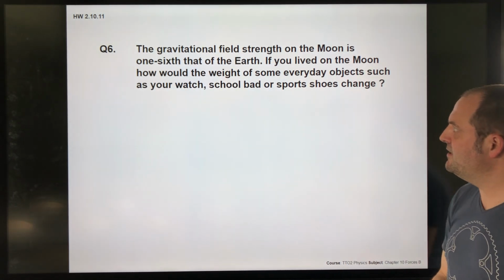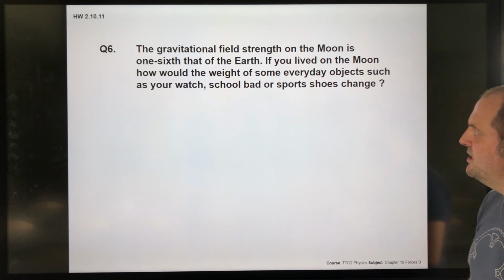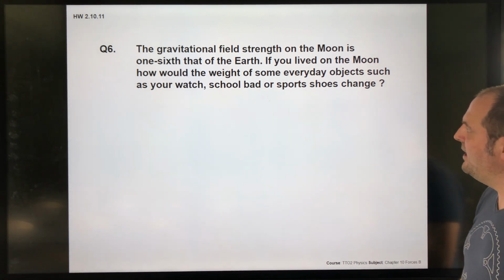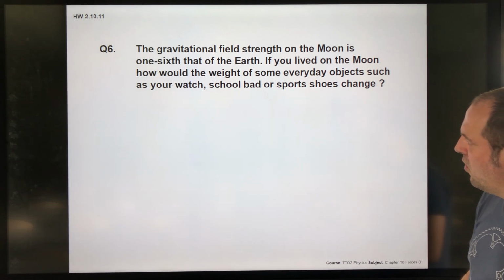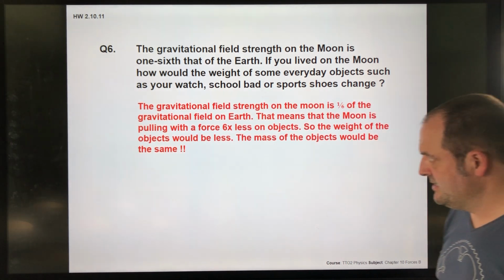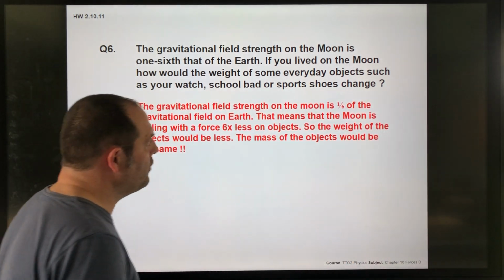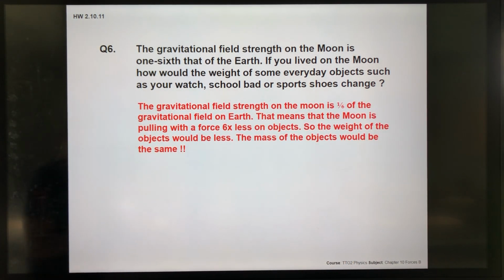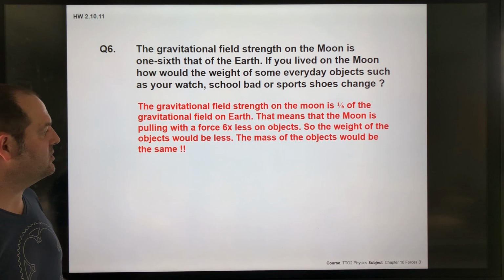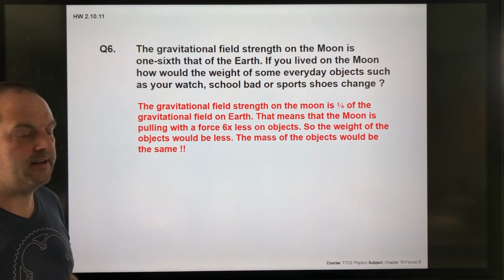Question 6. The gravitational field strength on the moon is 1/6 that of the Earth. If you lived on the moon, how would the weight of some everyday objects such as your watch, school bag or sport shoes change? Well, the thing is this. The gravitational field strength on the moon is 1/6 of the gravitational field strength on Earth. That means that the moon is pulling you with a force 6 times less on objects. So the weight of the objects would be less. The mass of the objects, of course, will still be the same. That is not going to change.